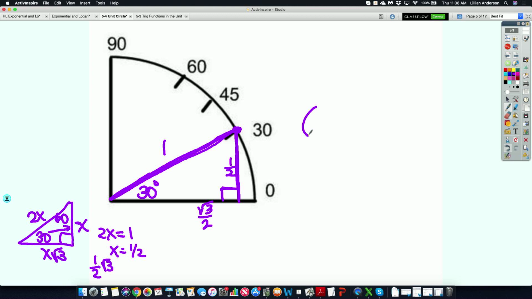And since the ordered pairs are x and y, we know the ordered pair for 30 degrees. What's going to be the x coordinate? It's square root of 3 over 2, because it's the distance along the x-axis that you go, which was that side, the square root of 3 over 2. And what's the y coordinate? 1/2. So the ordered pair for 30 degrees is the square root of 3 over 2, 1/2. Questions?